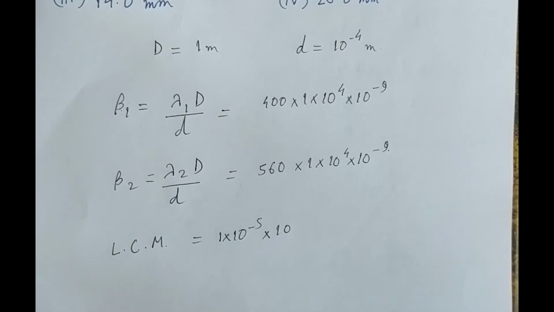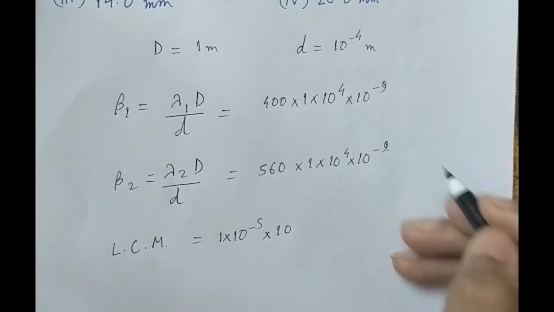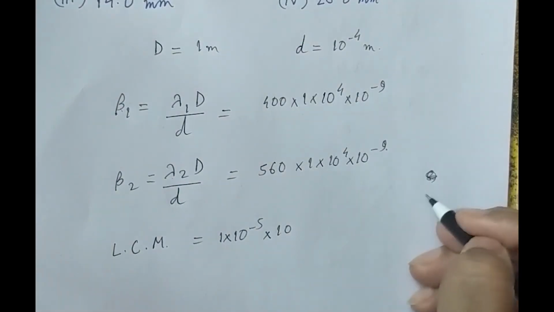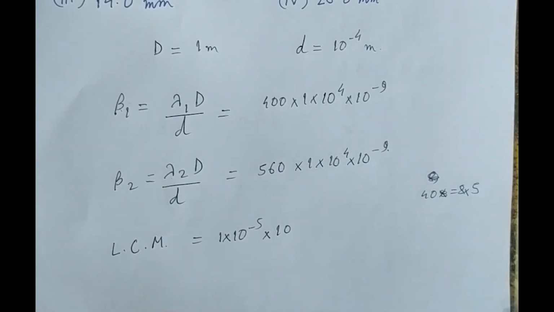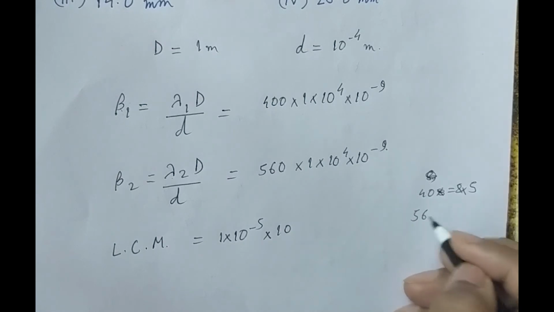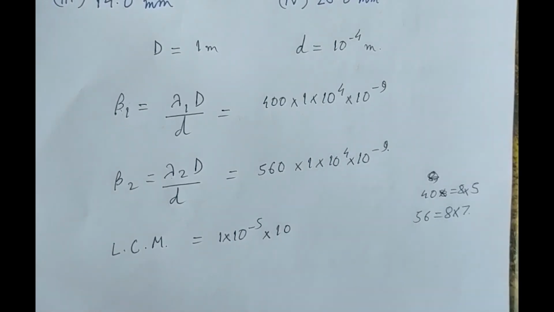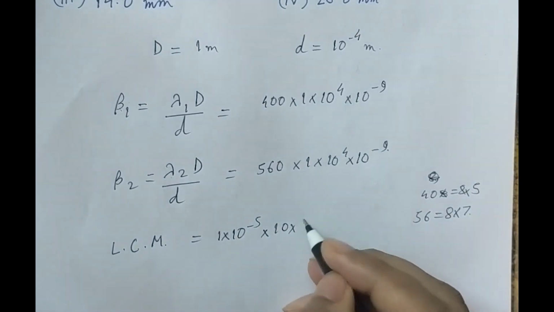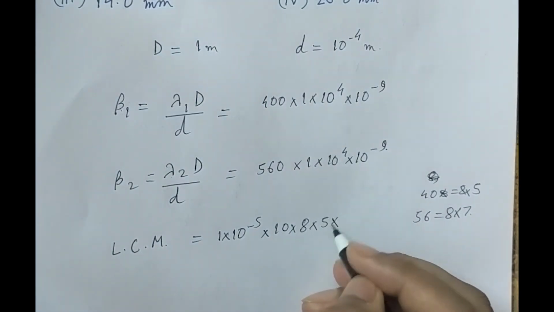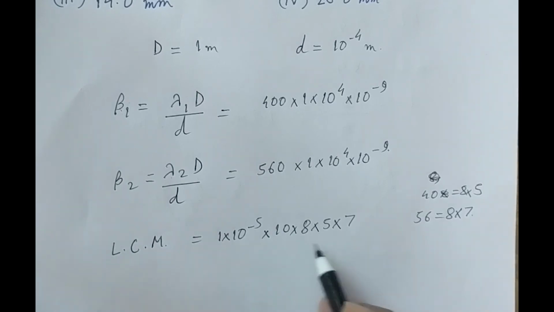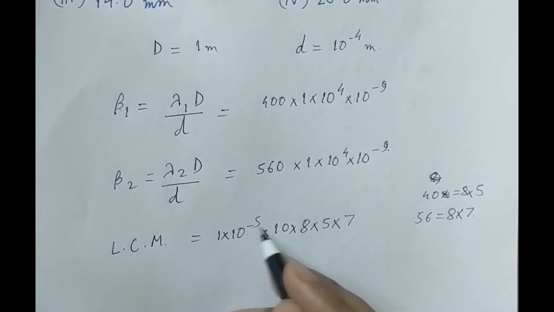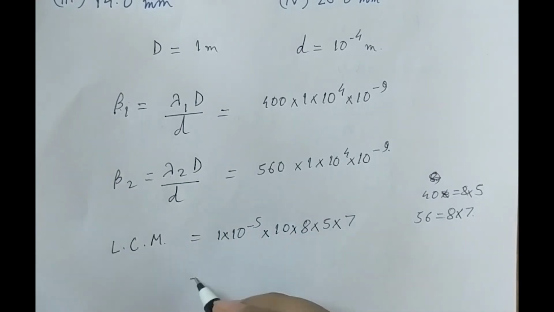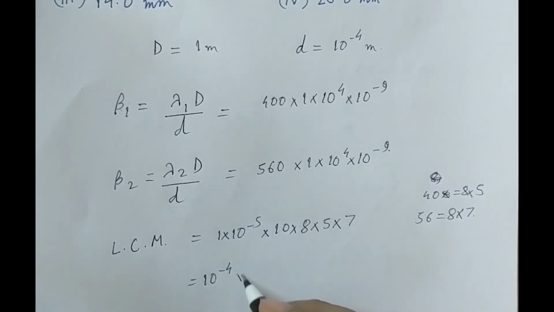So if you go through the factors of 40 and 56, 40 is 8 into 5, and 56 is 8 into 7. So the factors are 8, 5 and 7. So you put that in the way you do your LCM, 8, 5, 7. So that leaves you with 10 to the power minus 4, because of this 10 to the power minus 5 into 10. So let's put that in, 10 to the power minus 4.